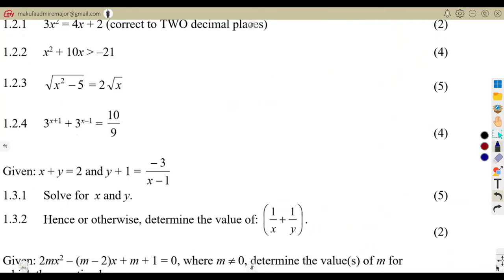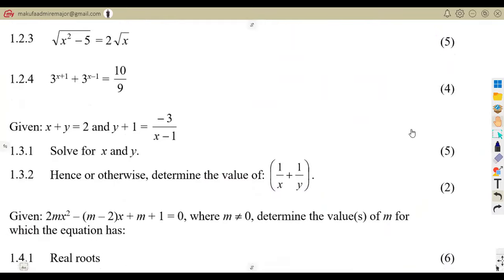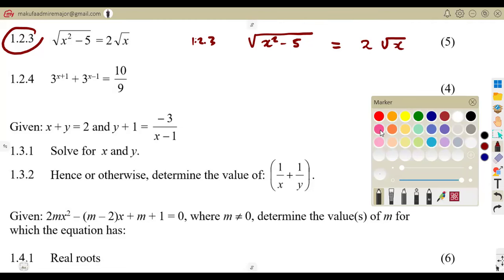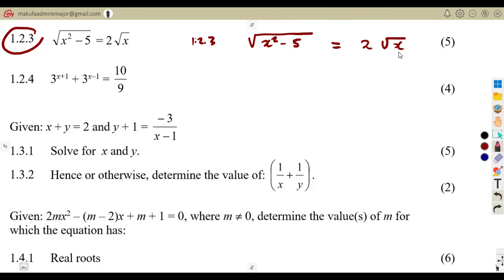All right, let's consider another question, which is 1.23. That was to solve again. This time it's an equation that we are given, considering that we have got the square root. So remember, we have to remove that square root. We have got the square root of x squared minus 5 being equal to 2 square root of x. Looking into this question, we have a single term here and a single term here, so we can introduce the square to remove the square root. So square both sides.